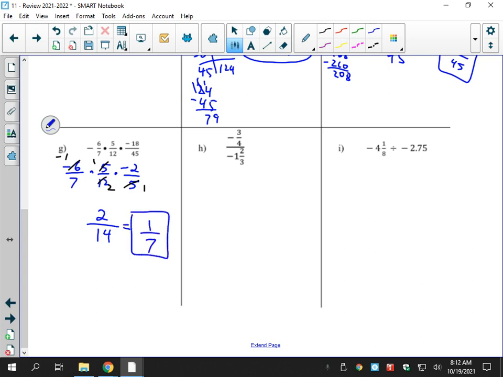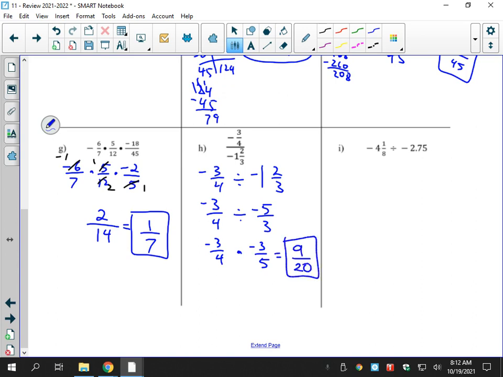Okay. H, you want to remember here that we're actually dividing. Negative 3/4 divided by negative 1 and 2/3. We've got to make that improper. So negative 3/4 divided by negative 5/3. Keep, change, flip. We look for cross canceling now that we're in multiplication. There is none, so we just multiply and we get positive 9/20.